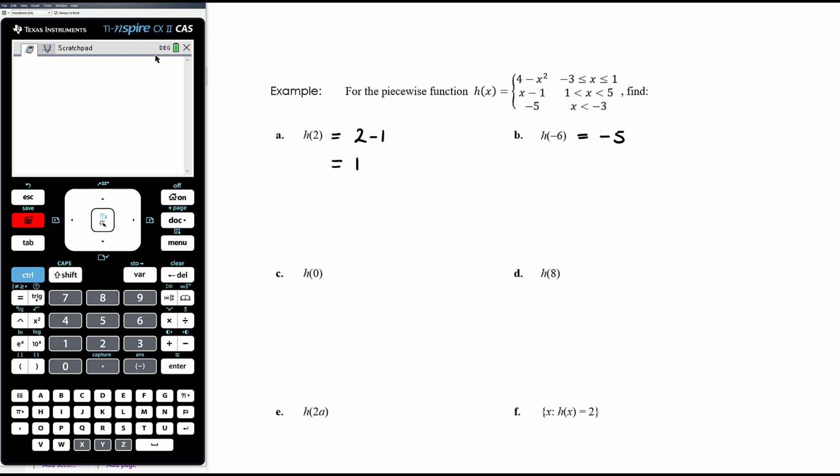h of 0, okay, so in which section of the domain is 0? So that fits in that section, so we're going to substitute it into that bit of the rule. 4 minus 0 squared, so 4.